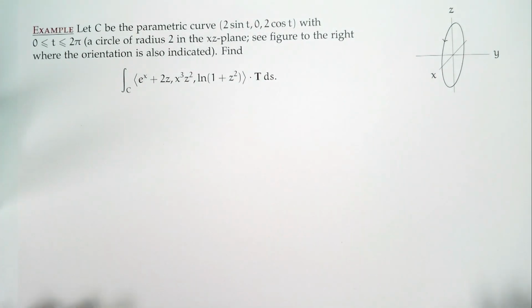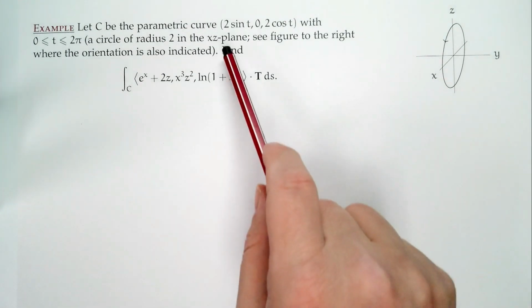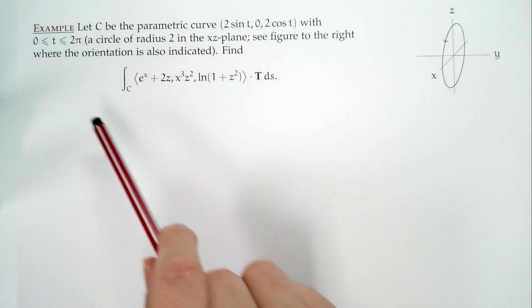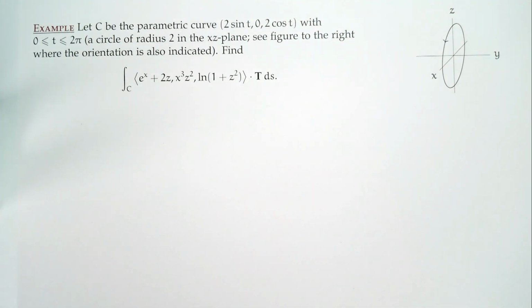So let's do an example. Let C be the parametric curve 2 sine t, 0, 2 cosine t, where 0 ≤ t ≤ 2π. So it's a curve. Now, automatically the divergence theorem is out. It cannot possibly work. How do we know that?